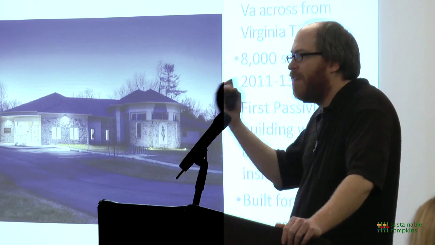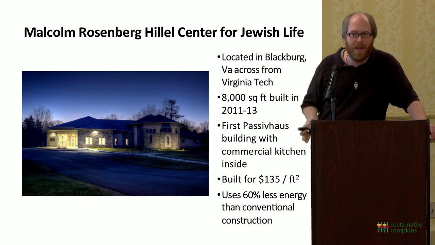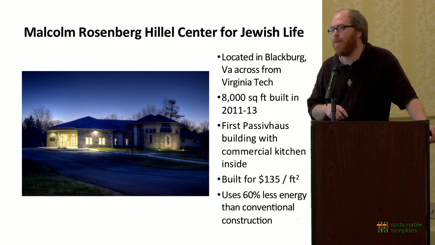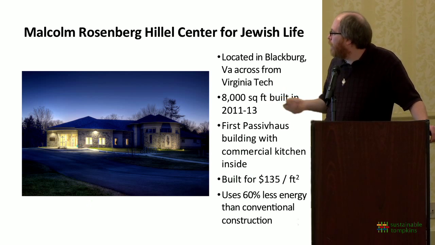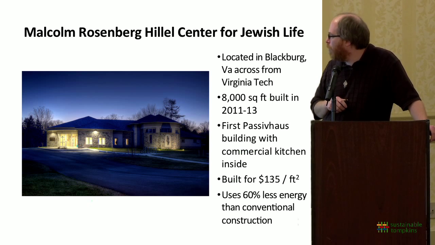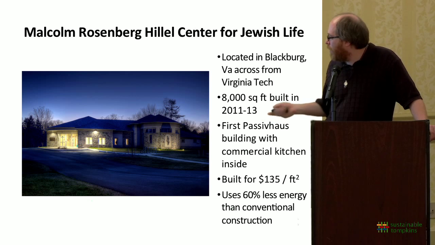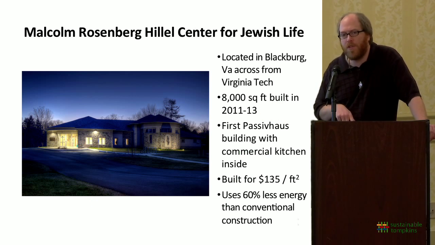This one was kind of a neat space. This was a community space, so it has very different types of requirements. You might have 3 people in a room, you might have 300 people in a room, so you have to have an energy system that's capable of operating over a very large dynamic range. This is a fairly sizable building. It's 8,000 square feet. It was built for $135 a square foot, with 60% less energy than a conventional construction.